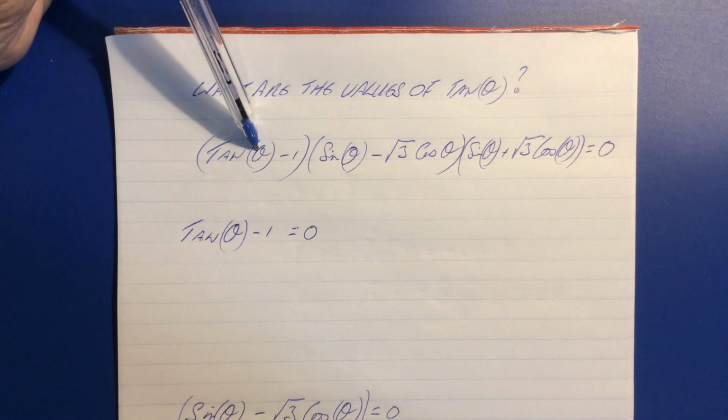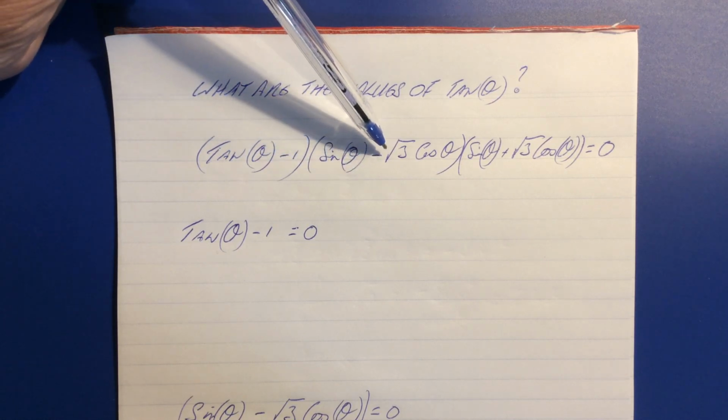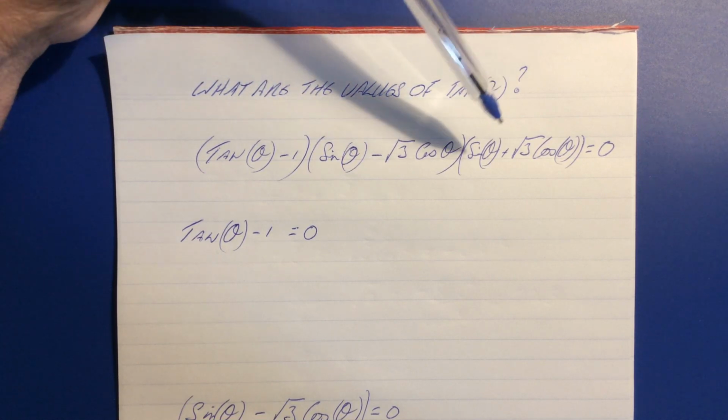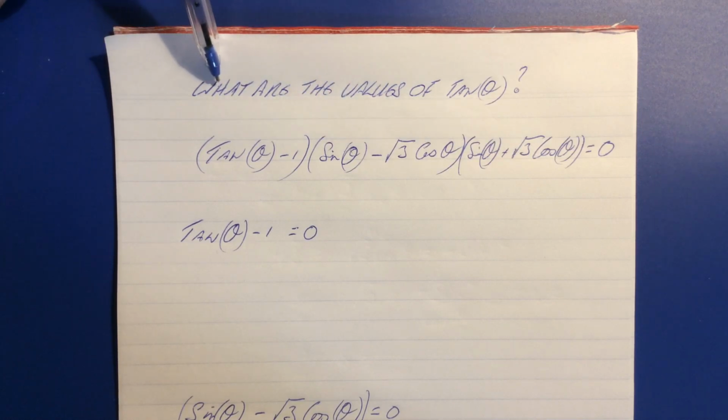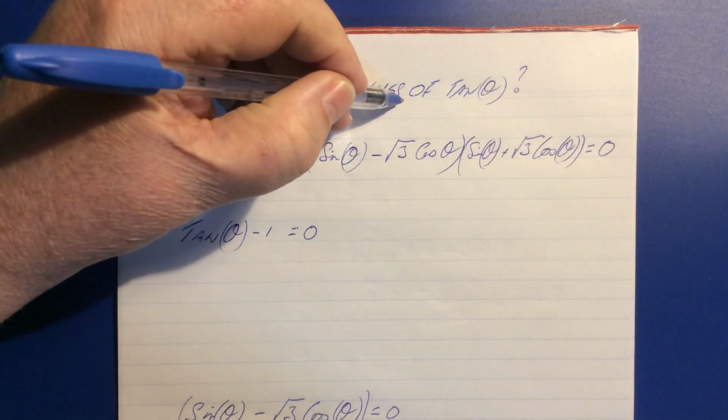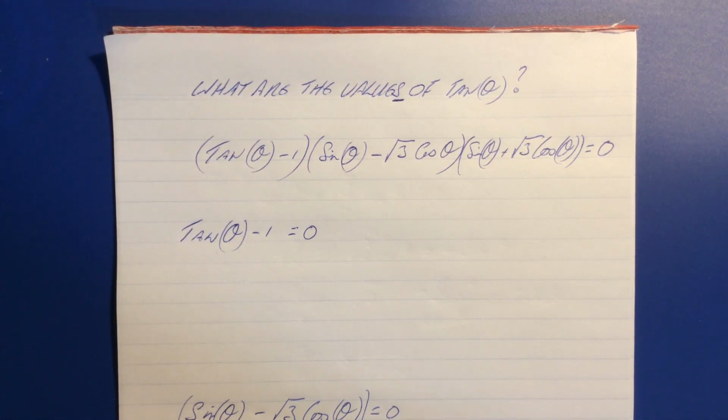So, tan theta minus 1 times sine theta minus root 3 cos theta times sine theta plus root 3 cos theta equals 0. And the question is, what are the values, I'm going to underline the S, of tan theta, presumably in order to make this statement true? Well, my student, who's a very good student, really didn't quite know where to start with this. And this is an example of something that's easier than it looks, at least in the initial phase.